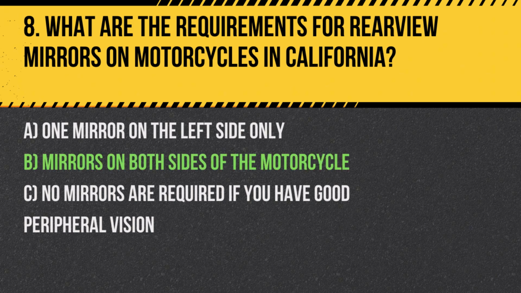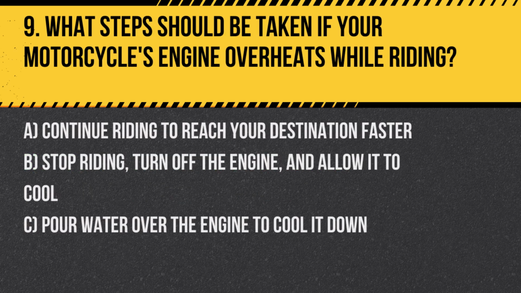Answer. B. Mirrors on both sides of the motorcycle. This requirement ensures riders have adequate visibility of the road behind them. Question 9. What steps should be taken if your motorcycle's engine overheats while riding?